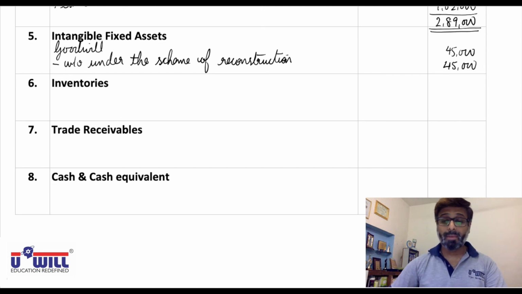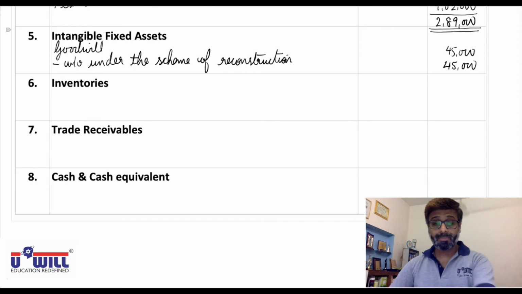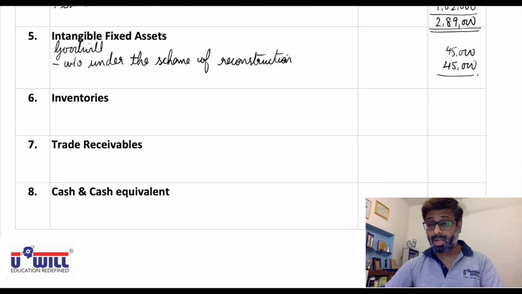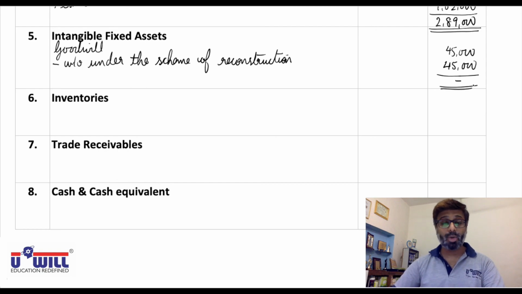So amount would become nil. Total would become nil. Means amount will not come in the balance sheet. We'll write it as nil. We'll write the note number also. But for fixed assets, it is compulsory for 5 years period to show the amount written off in the scheme of reconstruction. Not for current assets, only for fixed assets.